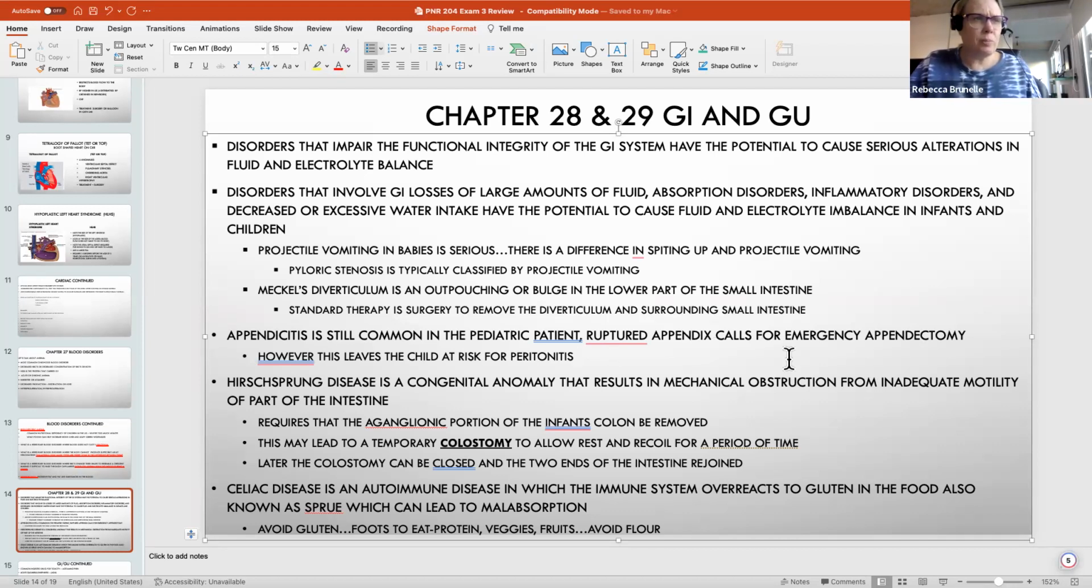But there's a term that we use, I don't see it on here, but do you guys remember McBurney's point? I remember you saying something about it. Okay, so I would remember McBurney's point. That's the place on the abdomen where they have pain that's associated with appendicitis. So that's going to be your right lower quadrant.